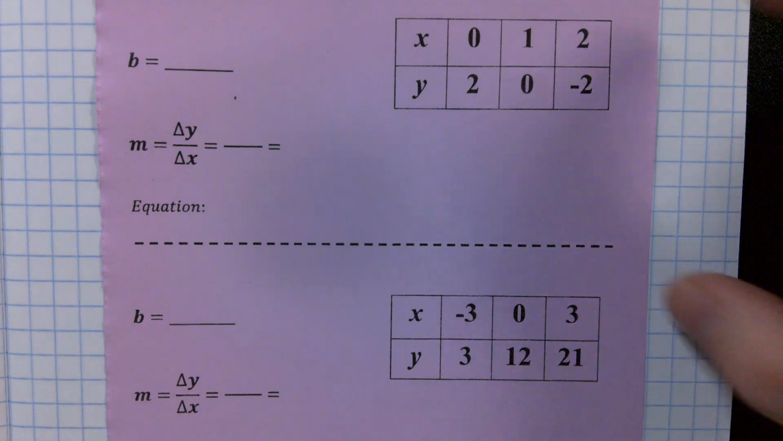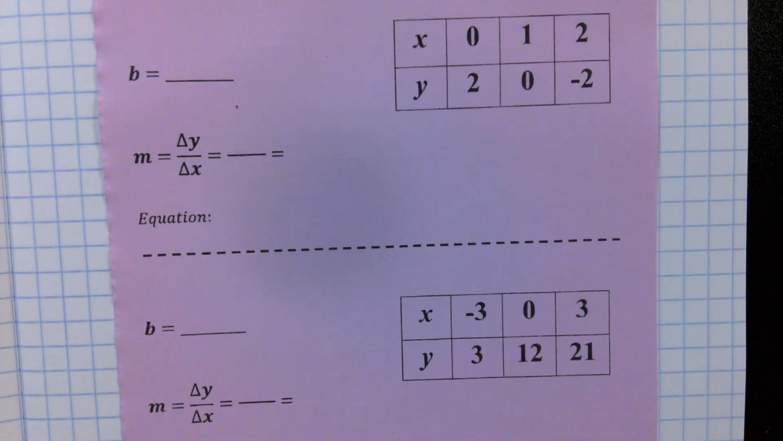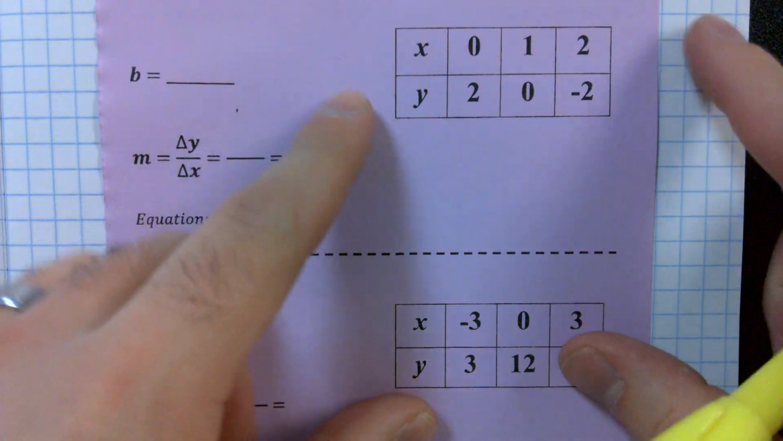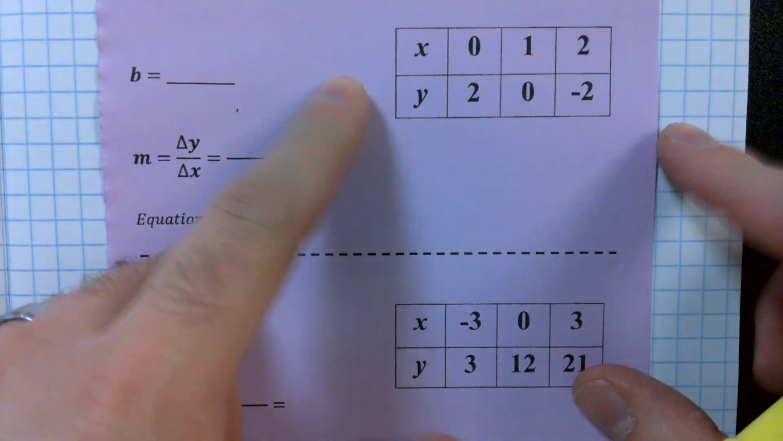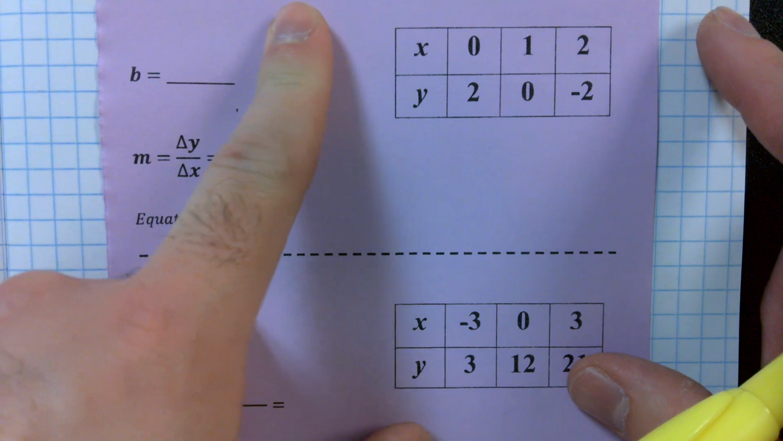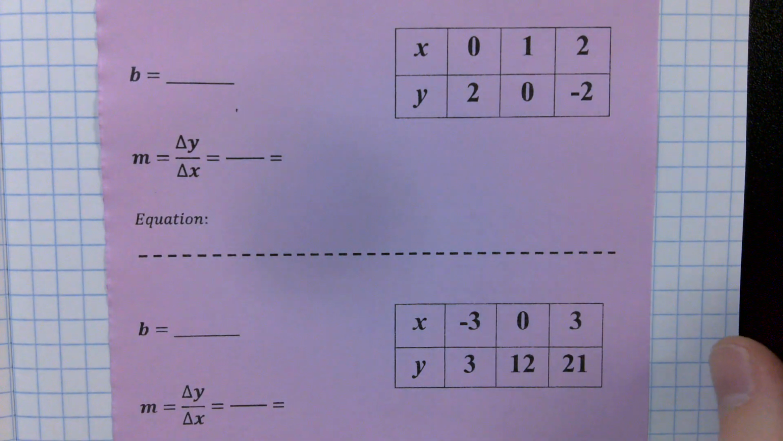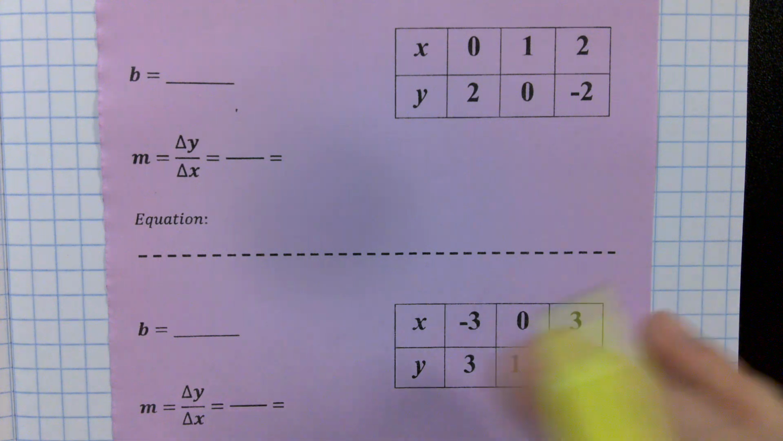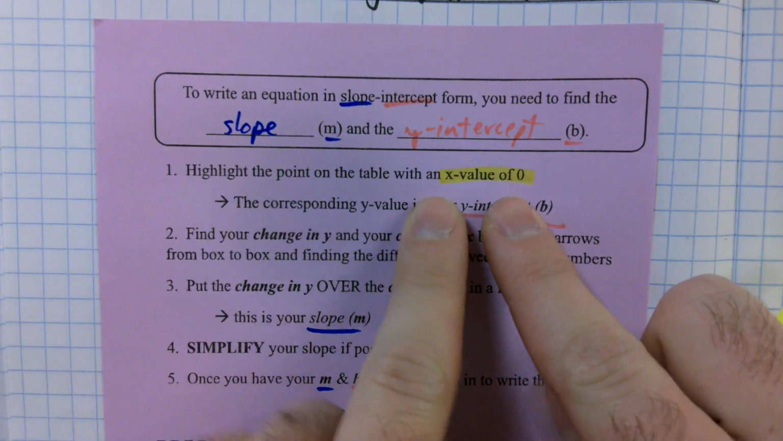All right, so same exact idea. With our highlighters, we're going to find an x value of 0. Now, how many zeros do you see on this table? 2. Are we going to highlight both of them? No. What value are we looking for to be 0? The x value or the y value? The x value. Take a look back. Highlight the point on the table with an x value of 0.